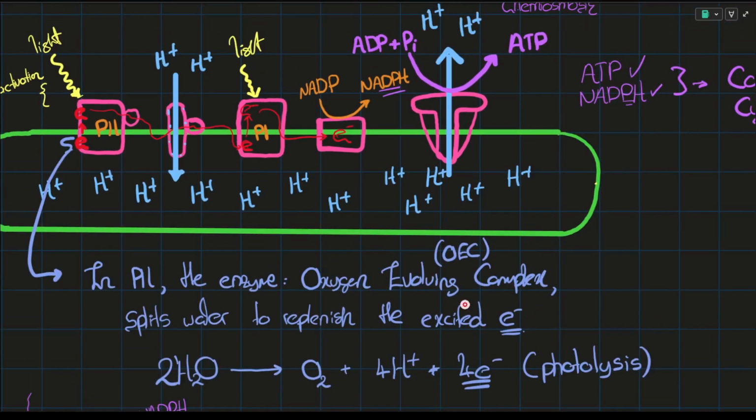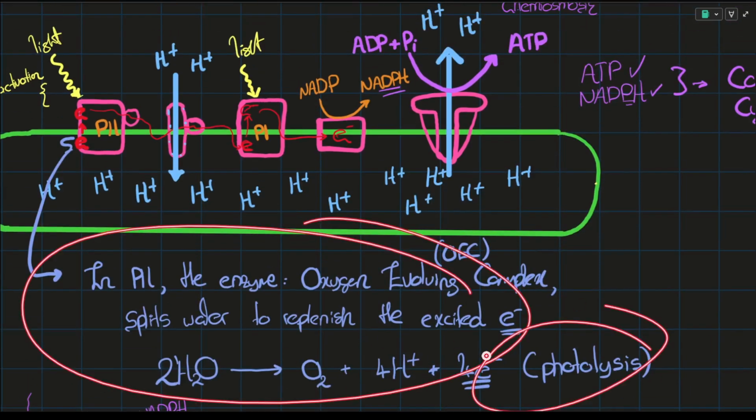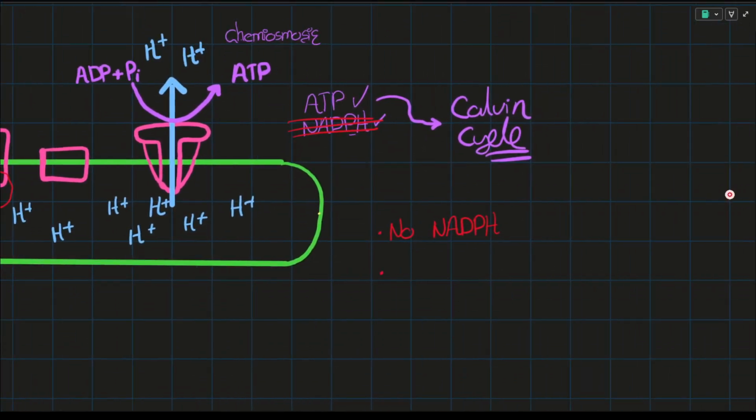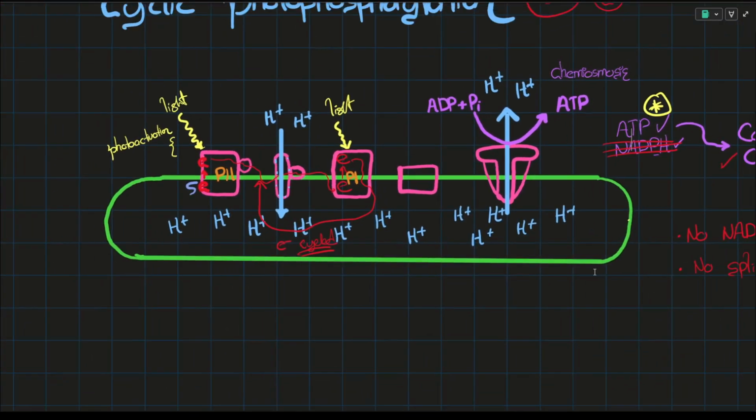Now here we are losing electrons, no? So we had to do photolysis to replenish those electrons right here. But when it comes to this, there's no requirement like that. So you do not have to have a photolysis step. You don't have to have any form of splitting or photolysis. Not required. Only ATP is traveling to the Calvin cycle again. Only energy is produced. Keep that in mind. Only energy is produced. There's no NADPH being produced.